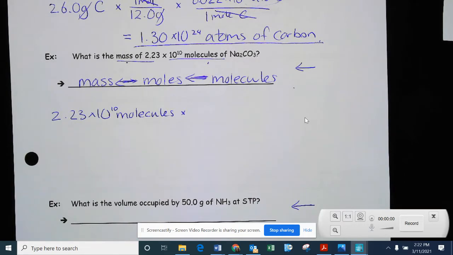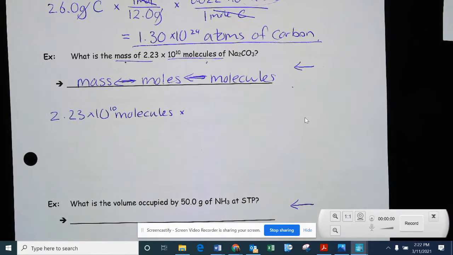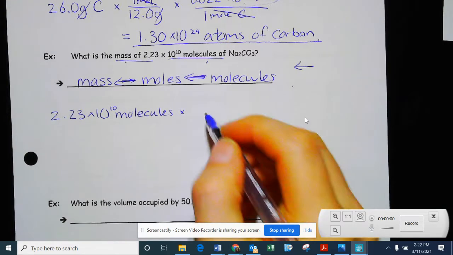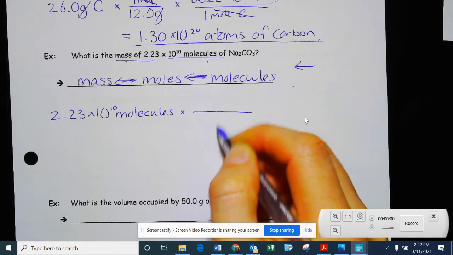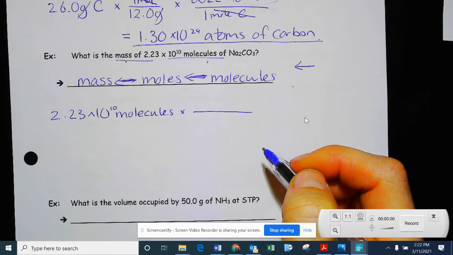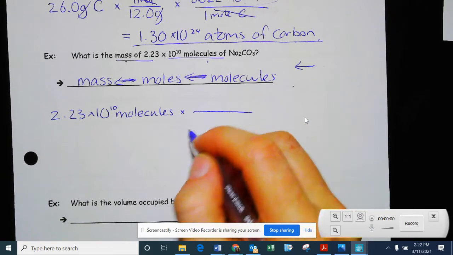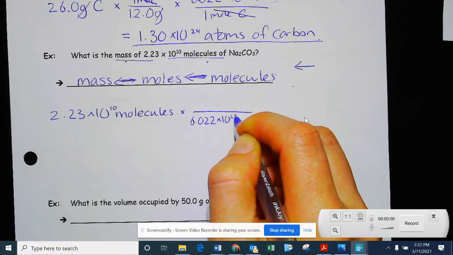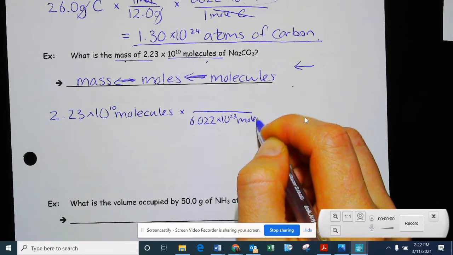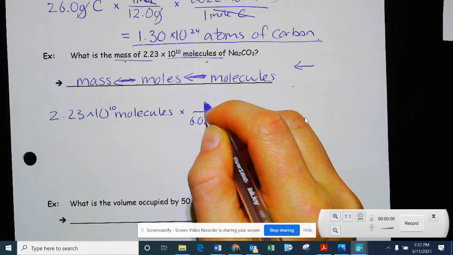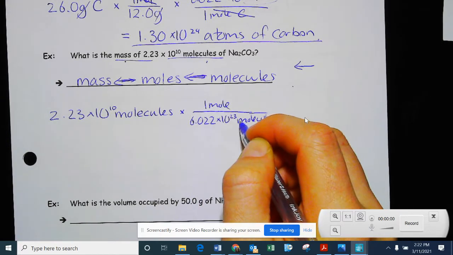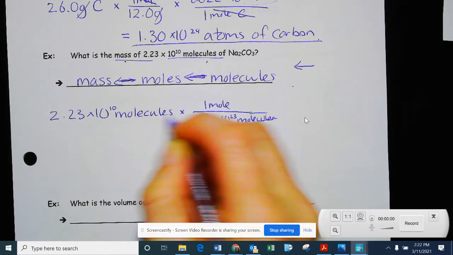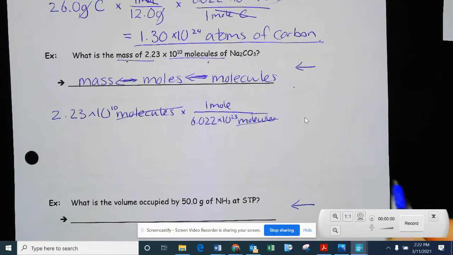So should this 6.022 times 10 to the 23 be going on the bottom or the top of this next fraction here? Bottom, yes. 6.022 times 10 to the 23, because molecules per 1 mole. So we're wanting to cancel out the molecules, so that's exactly right. That should go on the bottom.